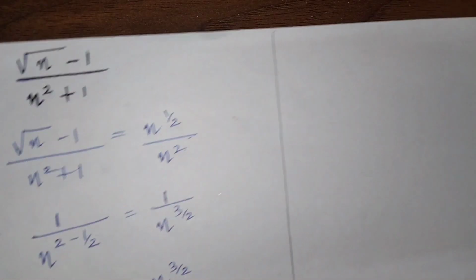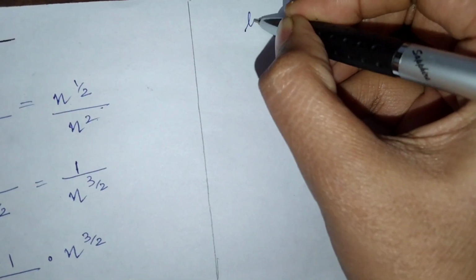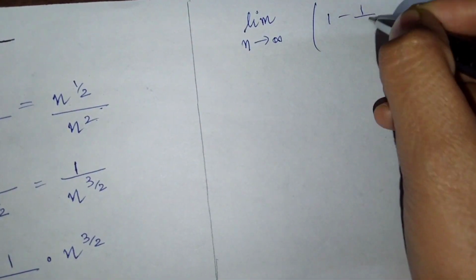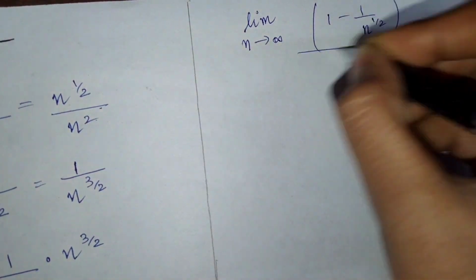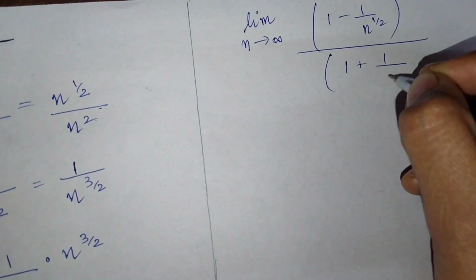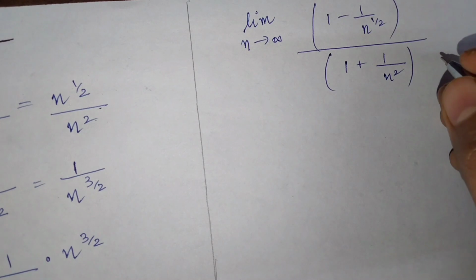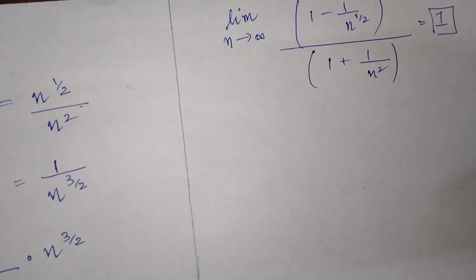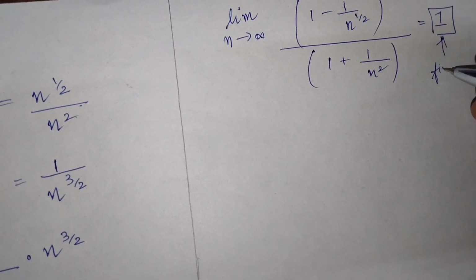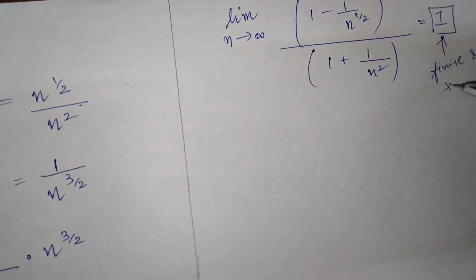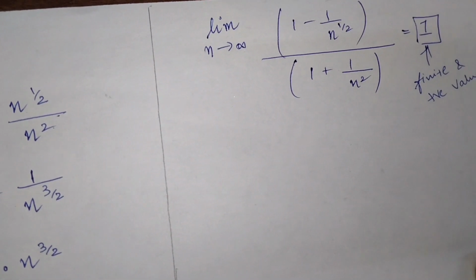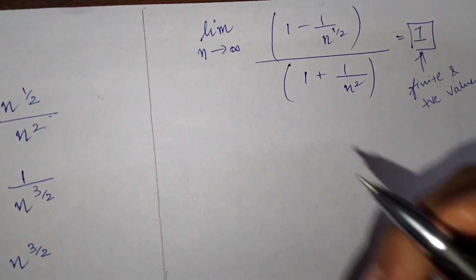And now if we put limit in this equation, then we get limit n tends to infinity of 1 minus 1 by n raised to 1 by 2 upon 1 plus 1 by n square. Then we will get answer 1. Okay. So we got finite and positive value. And as we got finite and positive value, we can say that whatever will be the value of Vn, that will be the value of Un according to comparison test. So we will find the value of Vn.